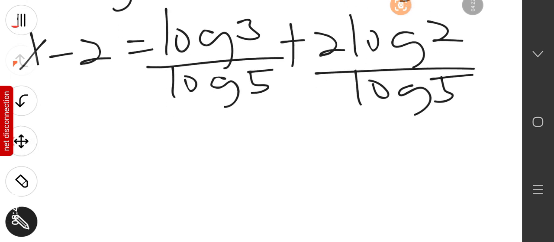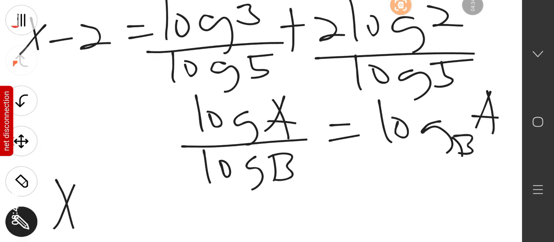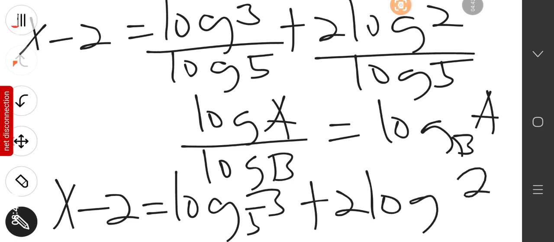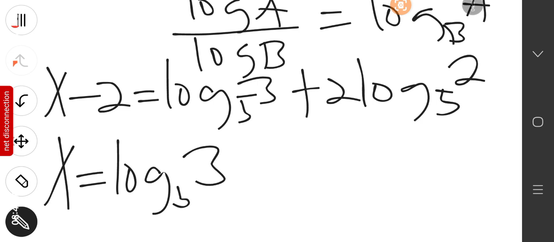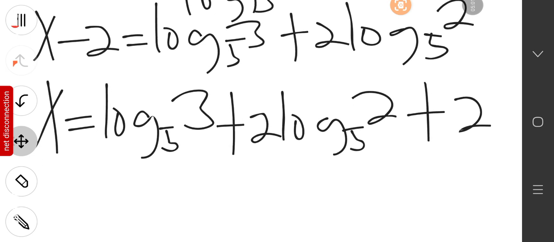Now, we know that from logarithms, if you have log a over log b, this gives us log a base b, okay? So our equation becomes x minus 2 equals log 3 base 5 plus 2 log 2 base 5. So our equation becomes x equals log 3 base 5 plus 2 log 2 base 5 plus 2. So you can see we've made x the subject of the equation. So this is our final answer.